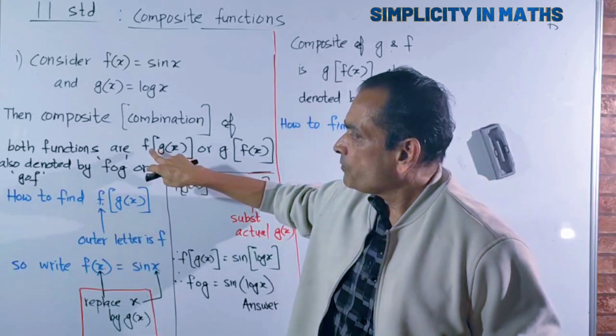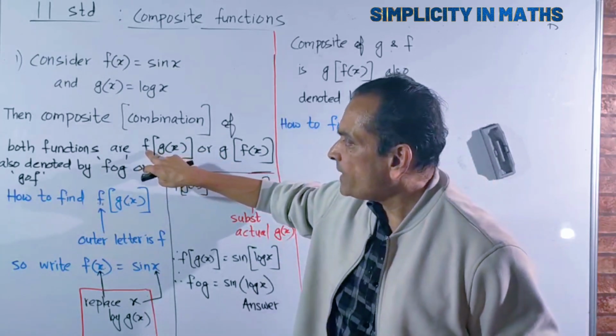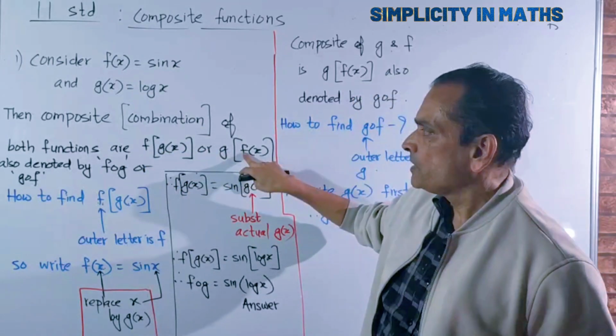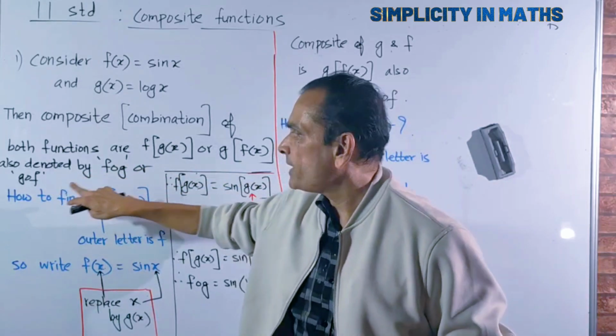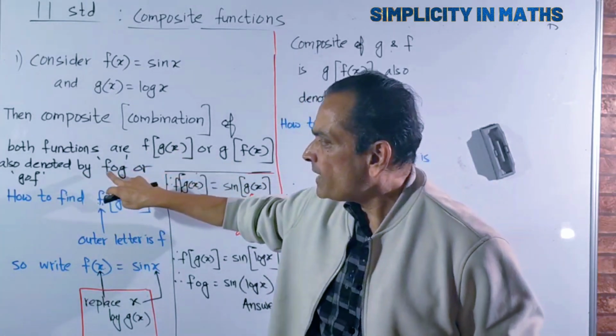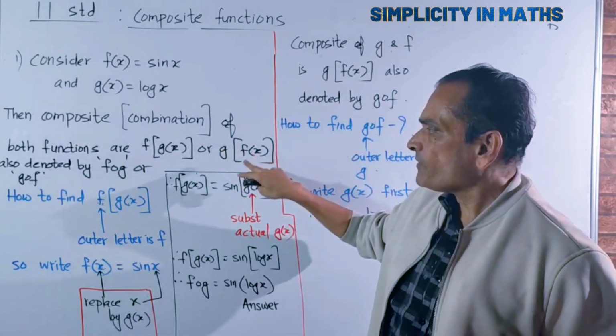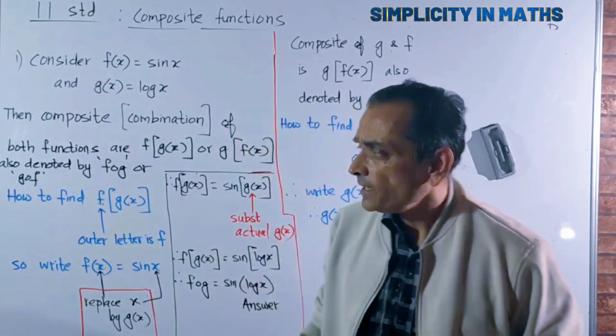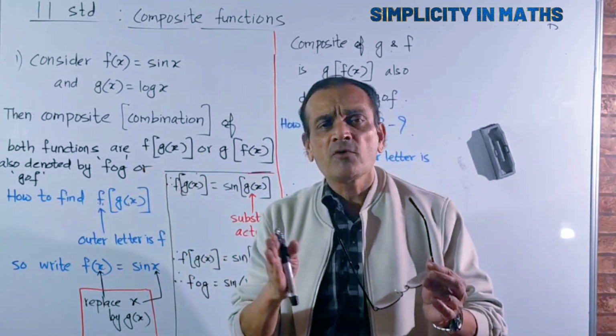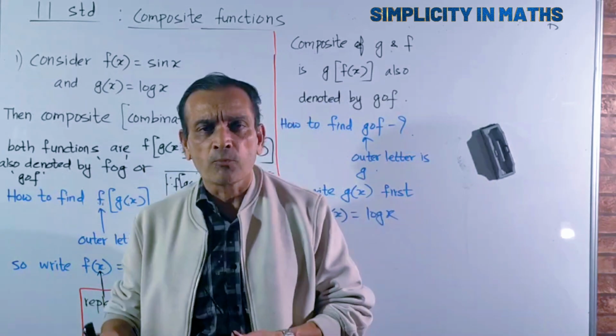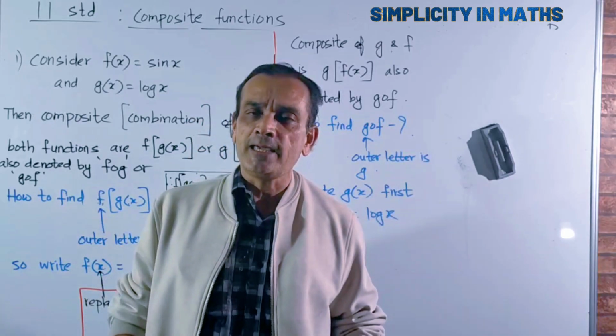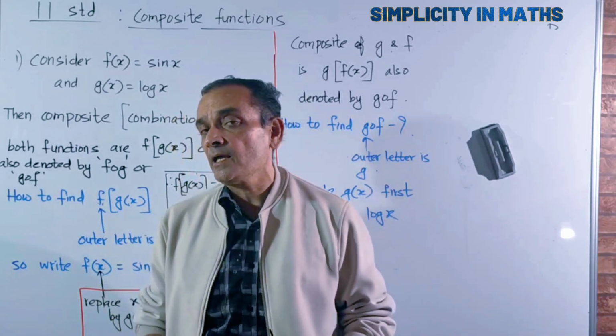Right? Now, in both cases, we have combined f and g. Okay? So it is also denoted by f of gx का short form है fog, g of fx का short form है gof, right? So when you combine both functions together, we get a composite function. Simple सी बात है. अभी combine कैसे करना है वो देख रहे हैं.